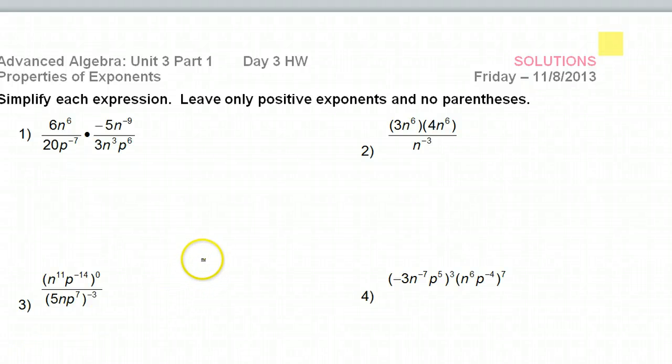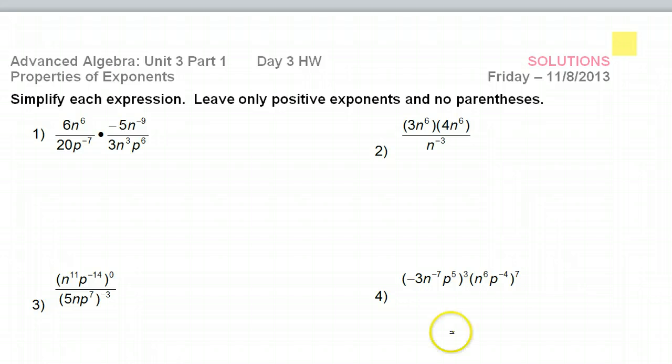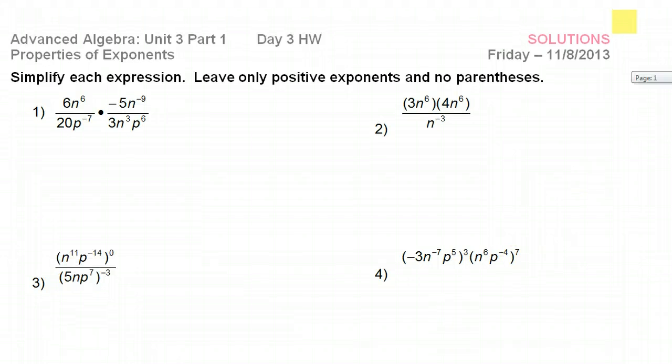Alright, day 3, we will continue simplifying expressions involving exponents. Some of these problems will be more challenging than some of the ones we've done before. Please put away your pencil. Do not copy off of me. Watch the video if you need a hint on how to do a problem, but then go back and do it yourself.